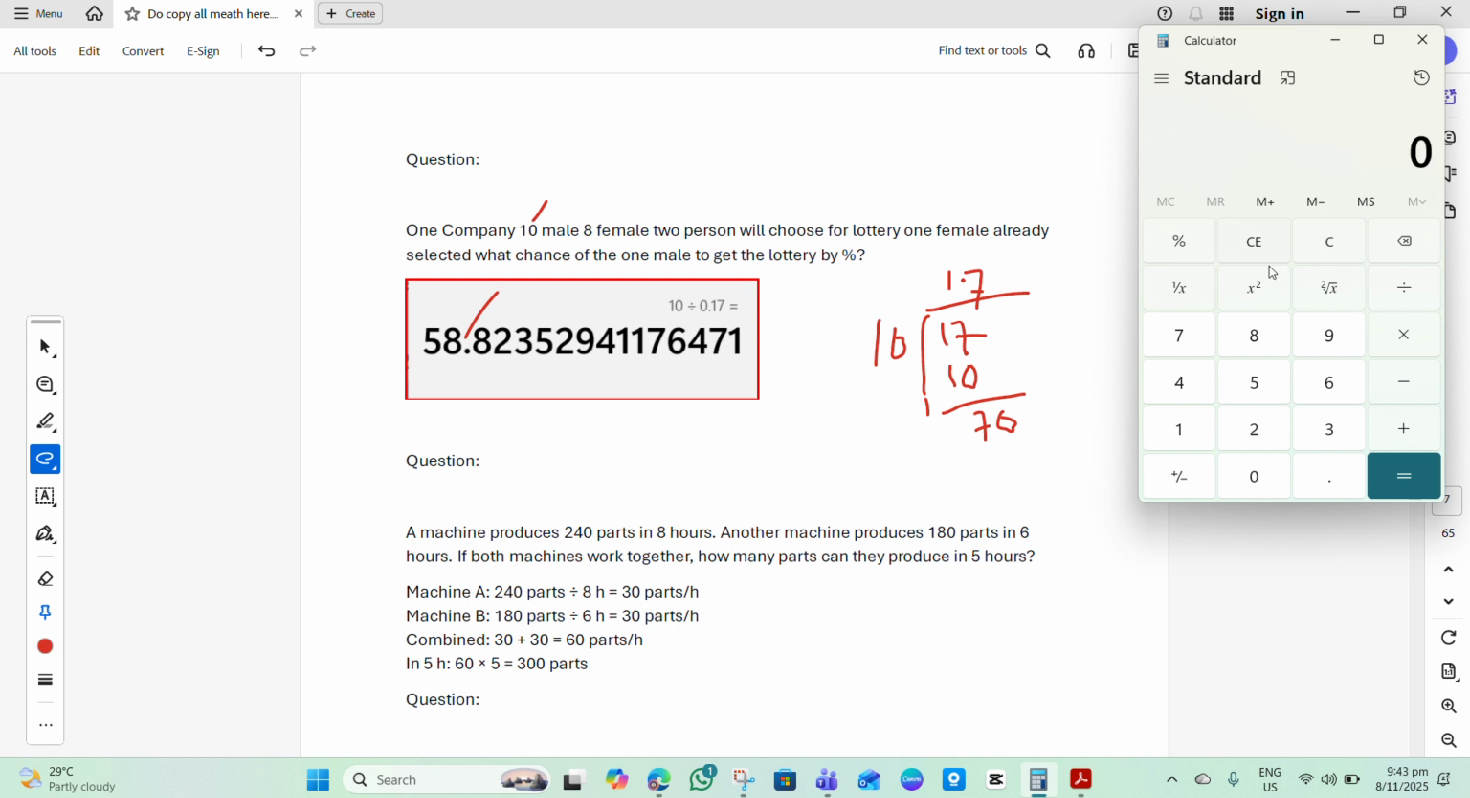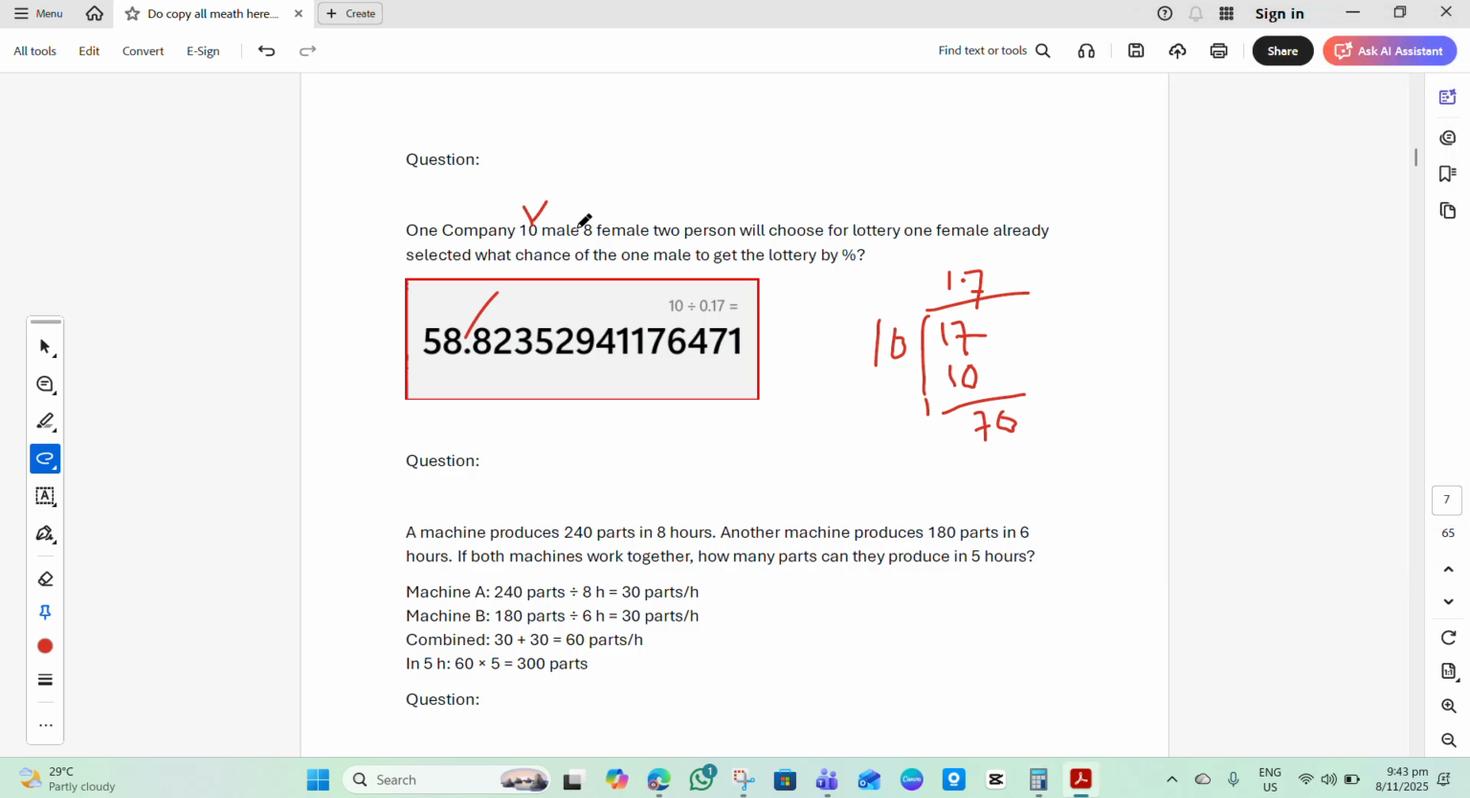Look at your question. In a company there are 10 male and 8 female, so total is 18, right? Total 18. So the quantity is total 18, and one female is already selected, so 17. So we get the number 17, correct? Now we have the 10 male, asking for the 10 male. So the 10 male have a chance, need to go into competition with the 17, including female. Correct?